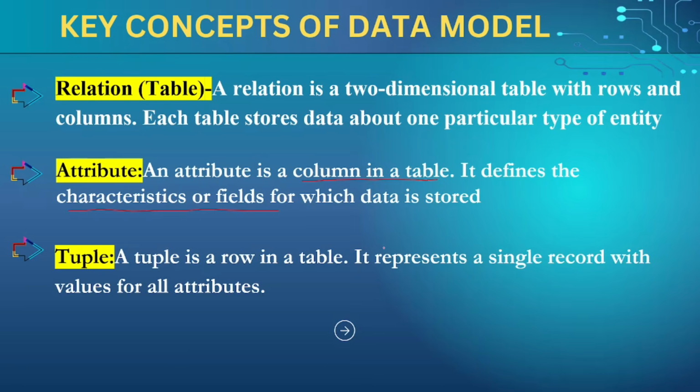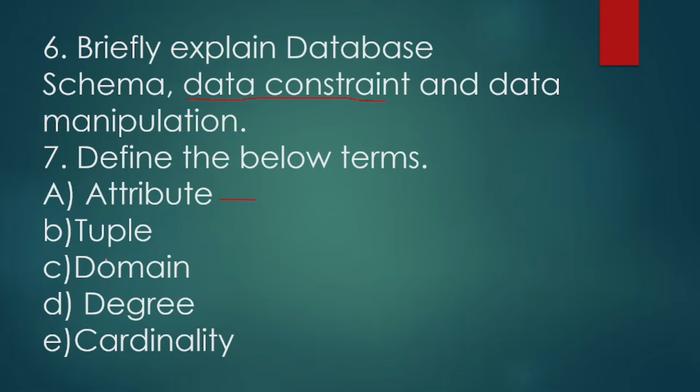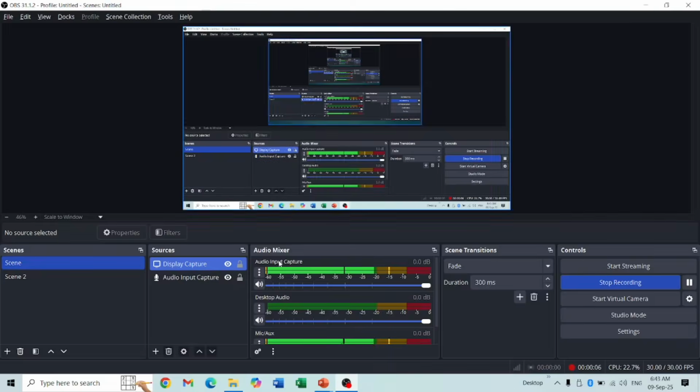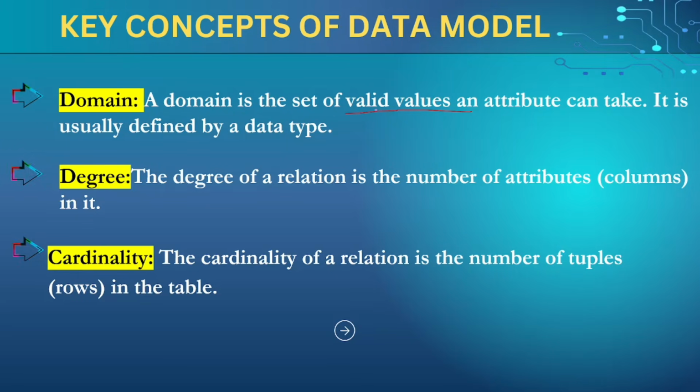And what is the meaning of tuple? A tuple is a row in a table. It represents a single record with values for all attributes. Okay, the next one is domain. What is the meaning of domain here? Domain is the set of valid values an attribute can take. The important keyword is set of valid values. It is usually defined by a data type. An example you can provide is gender, which takes the values male and female.